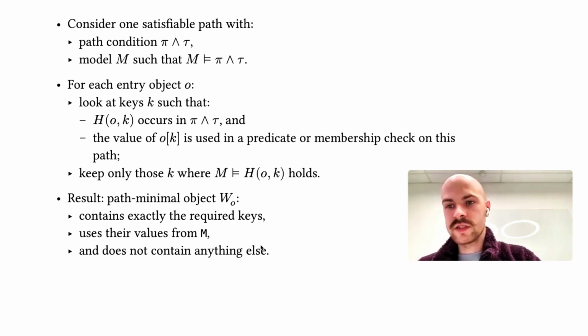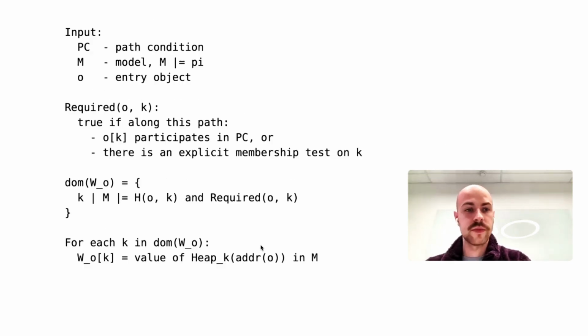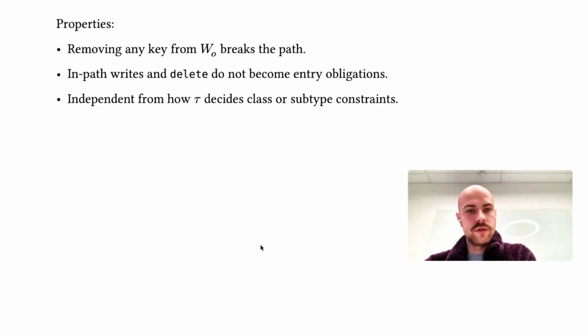It has more information in the article, so we have it by construction, that we don't have anything else except of these atoms. It's a bit of formalization of what I just said. I don't think we need to stop on it, only if we will have some questions. And from this model, we create the path minimal objects, like I mentioned. Removing any key from this object will break the path.